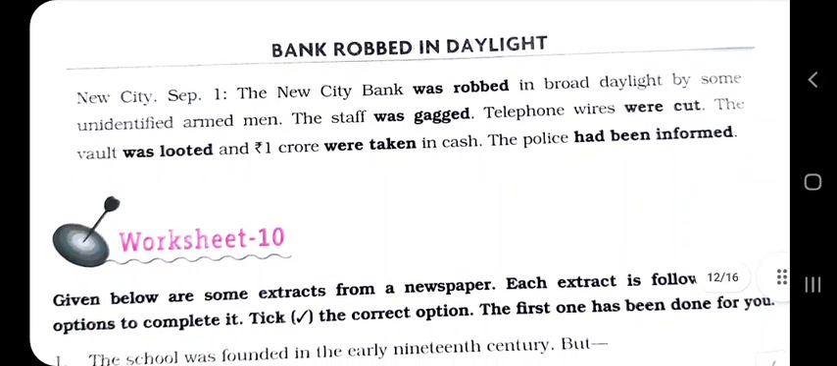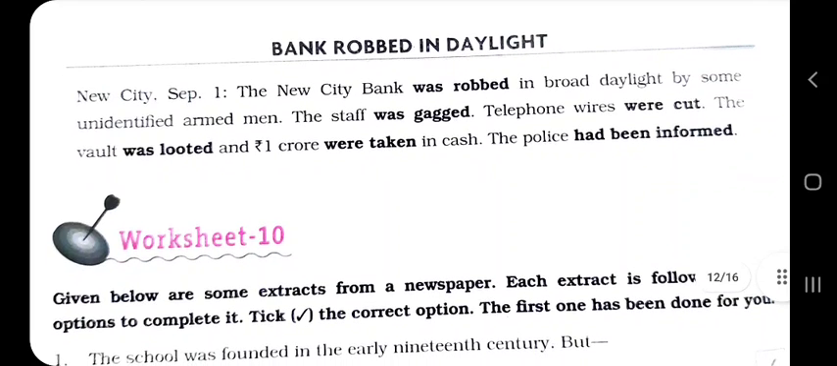Now see this, bank robbed in daylight. What is important? The action. The bank robbery is important. Who did it is not important here. Here what is important is the robbery. The new city bank was robbed in broad daylight by some unidentified armed men. The staff was gagged. Gagged means their mouths were tied so that they could not speak. Telephone wires were cut. The vault was looted and 1 crore was taken in cash.